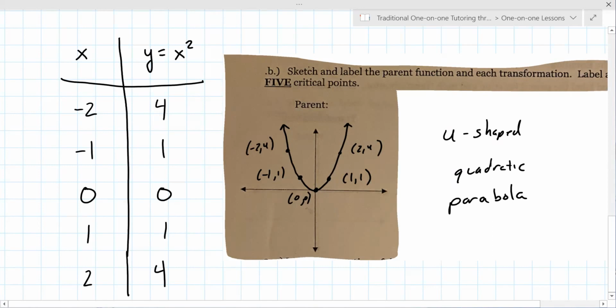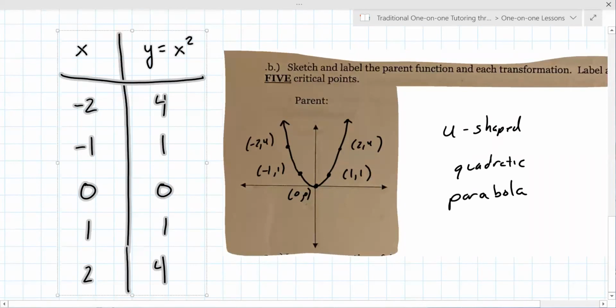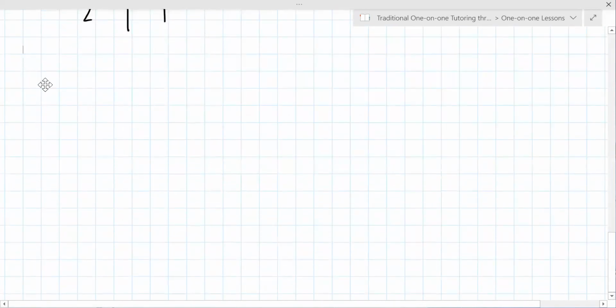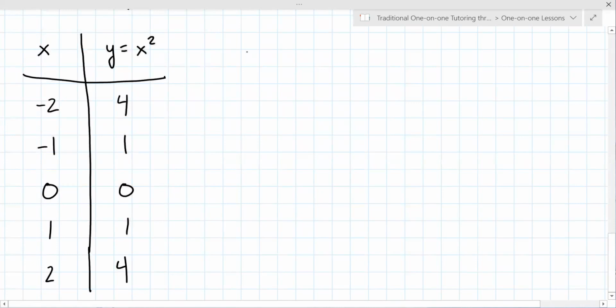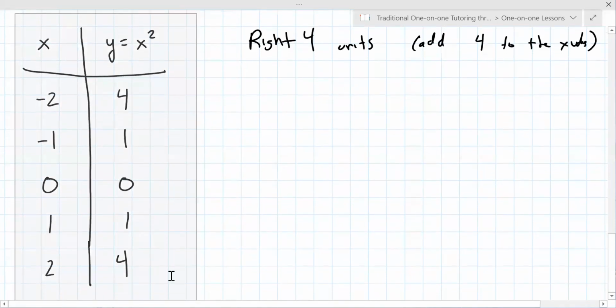Okay, all right, so we're going to do the middle graph here in a moment, but we're going to transform the table first. In this question, we're going right 4 units, and what that means is you add 4 to the x values. Everything in this first column on the left are the x values, so we're just going to add 4 to each of those x values.